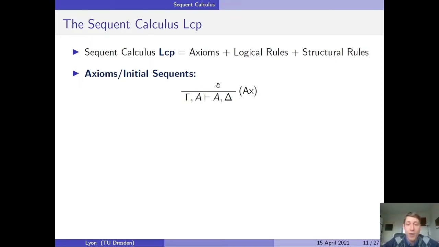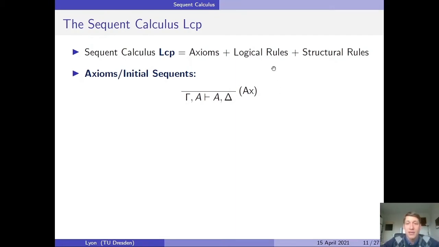Well, it's easy to see why the axiom rule generates valid sequents. Remember, according to what I said on the previous slide, a sequent is true if and only if everything in the antecedent implies something in the consequent. Well, if we assume that everything in the antecedent is true, then this A is true. So therefore something, namely A, is true in the consequent or succedent of the sequent. So this generates obviously true sequents.